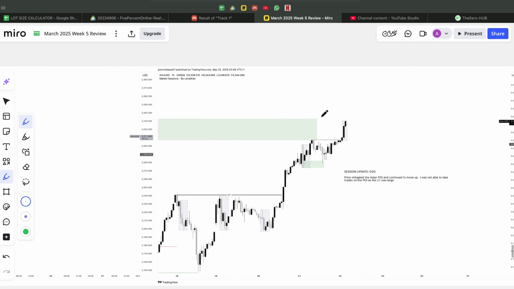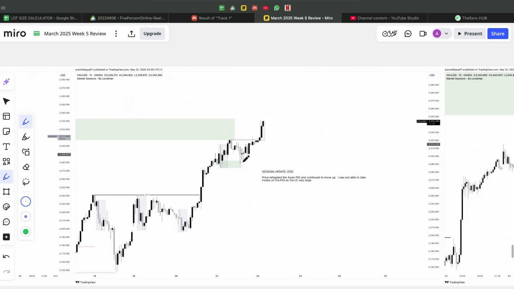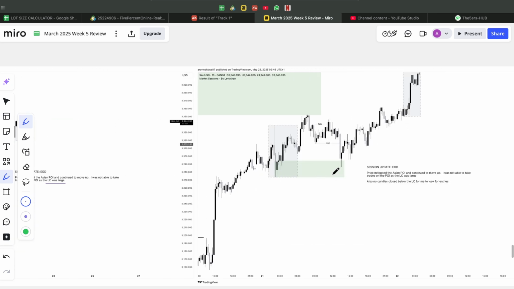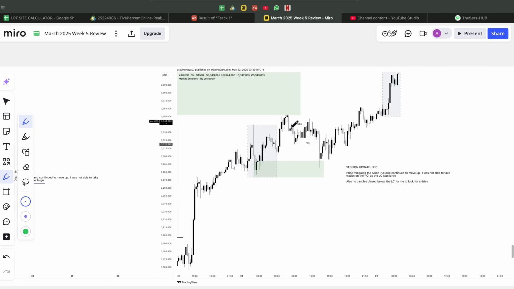Either the price can flip this supply, or it can respect this and push the price further down. What happened actually? Price actually mitigated this POI. That's great. But did I take the trade? No. Why? Because the liquidity candle was very large for me to take the trade. So if you want to know what actually happened, here is the entry. A fake break liquidation came out, but this LC candle was too large. It was around 24 pips, but as per my rules, liquidity candle should be around 8 pips to 18 pips. So that's the limit that I set.